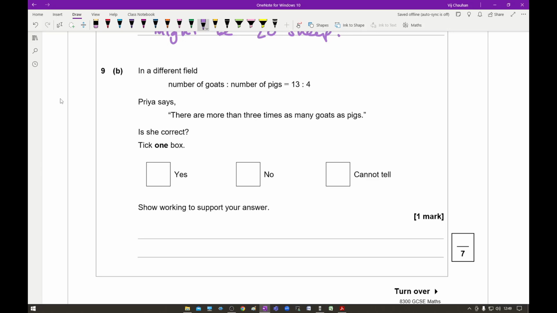So here, what we want to do is work out the proportion. So here we look at the total number of goats, which is 13, over the number of pigs, which is 4, and then that's going to be 6.5 divided by 2, which is going to give me 3.25. So as you can see, that's more than 3, so 3.25 is greater than 3. So is Priya correct? Yes, she is.